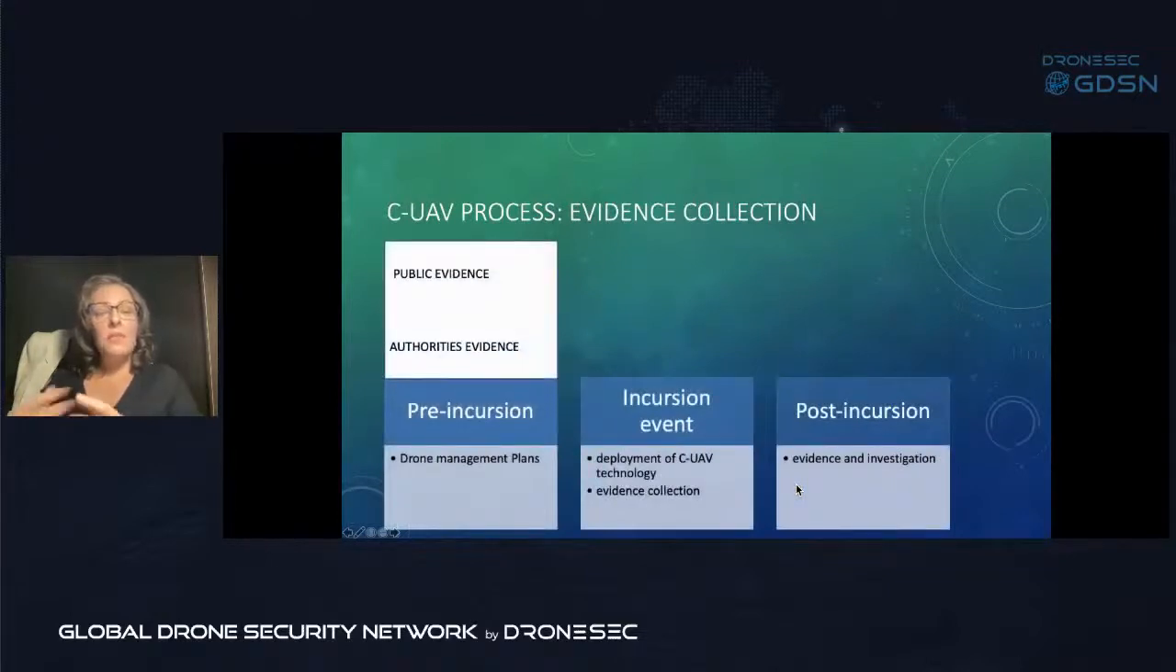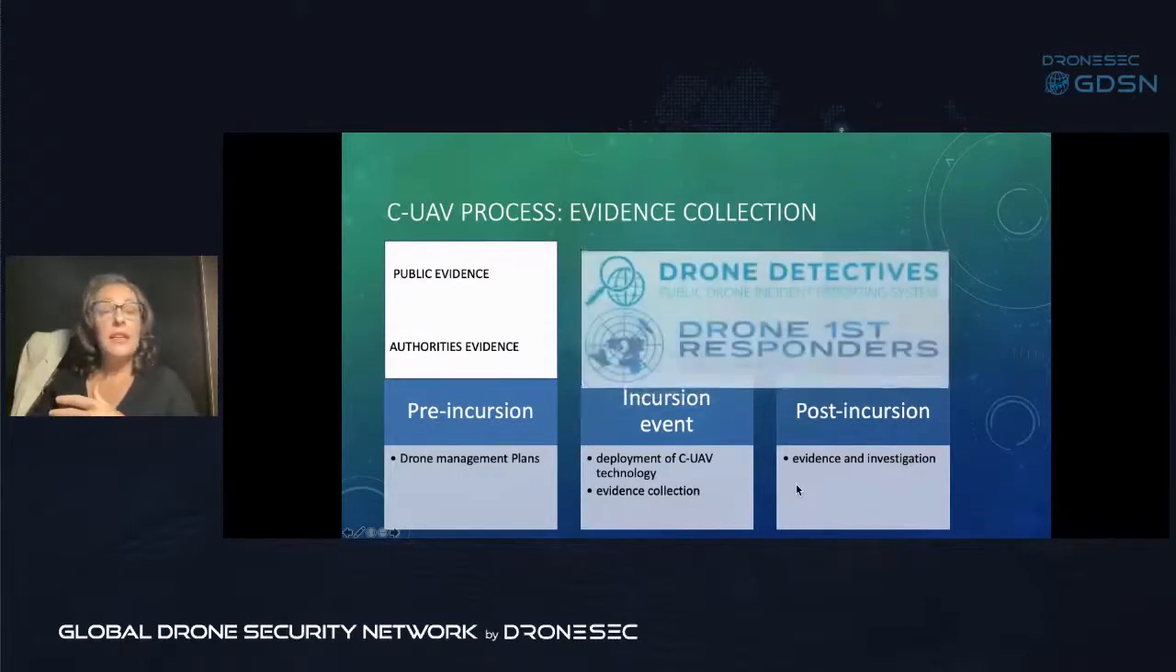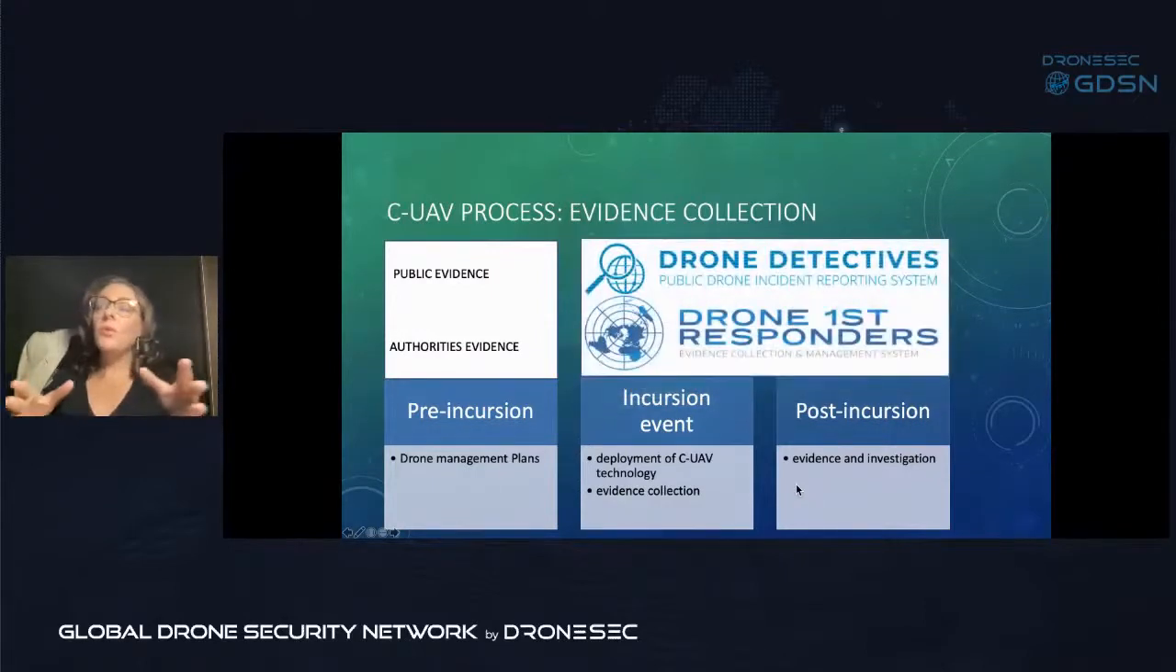In the pre-incursion phase, you write in the public evidence and the authoritative evidence, how you will actually get that. You put it into your drone management plans. Our systems then are more active during the incursion event and post-incursion. Generally the incursion event is going to be Drone Detectives, the public reporting system, and post-incursion is going to be more of Drone First Responders, even though there is an overlap between the two, but that's the dominance of where they are located.